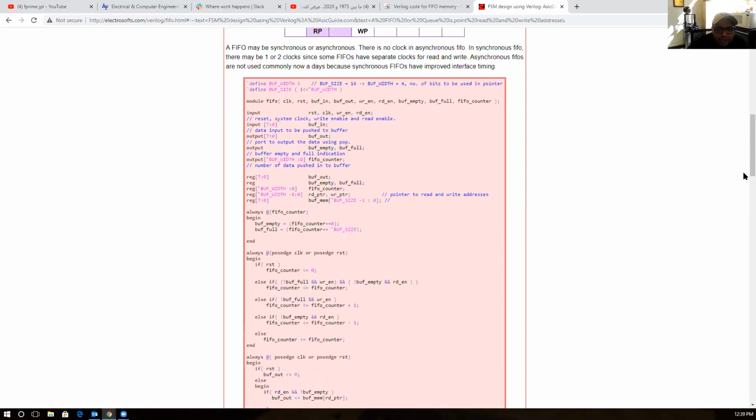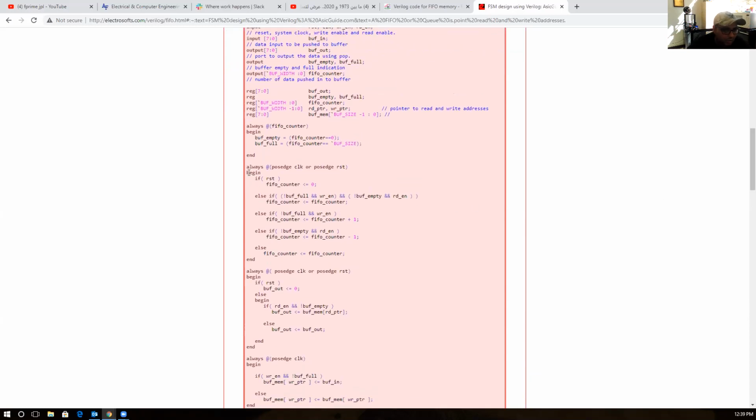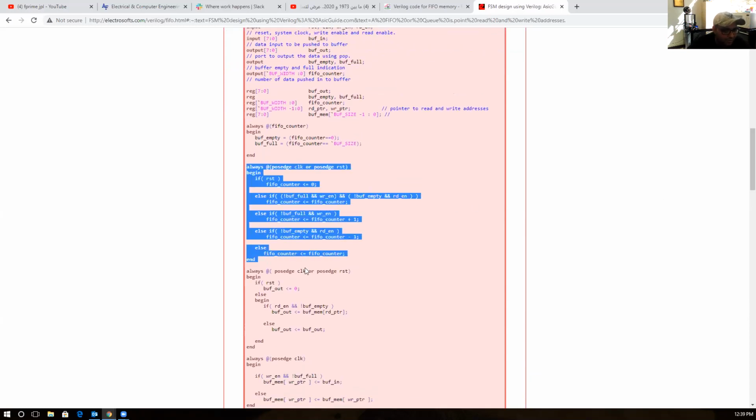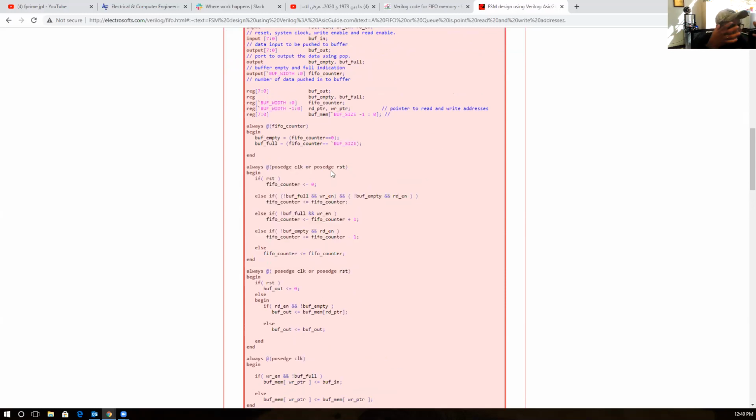Then now we need some logic here. Look at this logic. This is the most important logic we need. This logic is fully sequential. That means I'm going to use the clock or the positive edge of the reset. And in that case, I would say, if I'm resetting, my counter is actually initialized to 0.